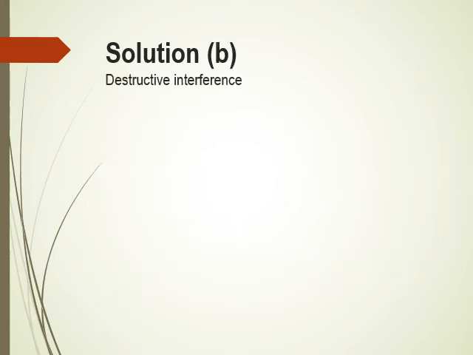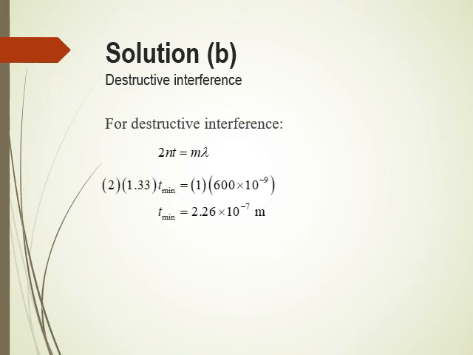Question B. To get destructive interference, you apply the equation 2nt equals m lambda. Once again, since you want the minimum thickness, you want the smallest value of m. In this case, you cannot use m equals 0, because then the thickness would also be equal to 0. Therefore, for this equation, the minimum m is 1. If you substitute m equals 1, you will obtain t equals 2.26 times 10 to the power of negative 7 meter.